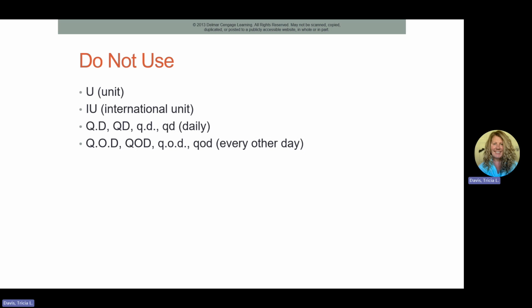Some things that we never, ever want to use, okay? So we don't use a capital U for units. We type it out, okay? Unit as one word. We don't use IU, which is an international unit, and then we don't use capital letters for Q daily or Q every other day.